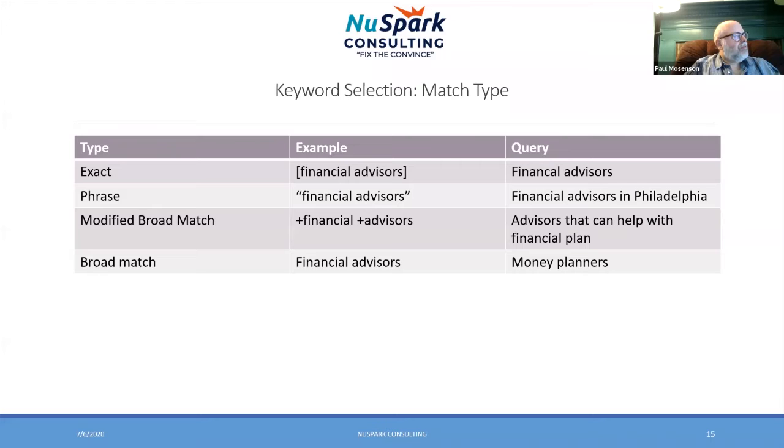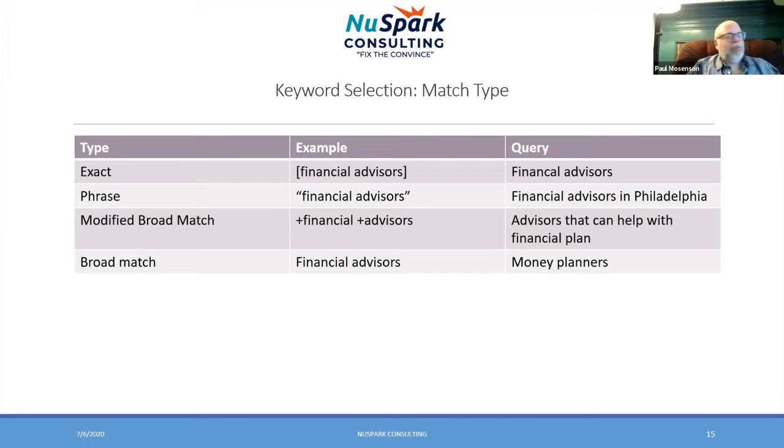A phrase match is a little more flexible. You put the keyword in quotes, and then you can have other keywords before and after that keyword that you're buying, as long as those 2 words are in the same order. So financial advisors in Philadelphia. A modified broad match is basically you put a plus sign in front of those keywords, and what that means is the query needs to include those keywords, but in any order. So financial advisors, the query would be advisors that can help with financial plan. See that? Because financial and advisors are in the query, they're just not in that order.